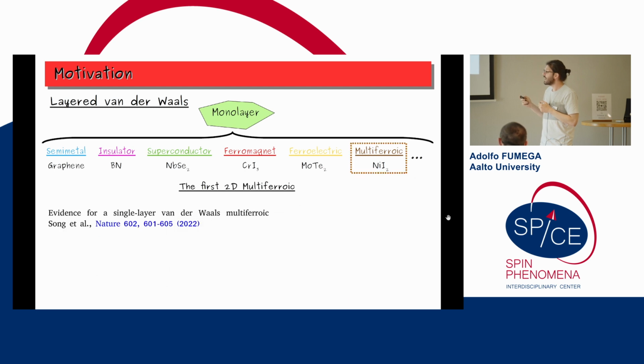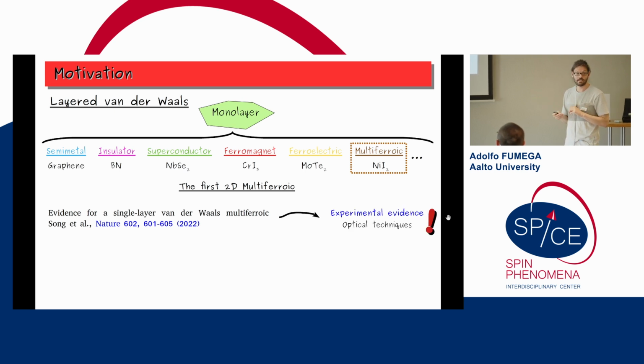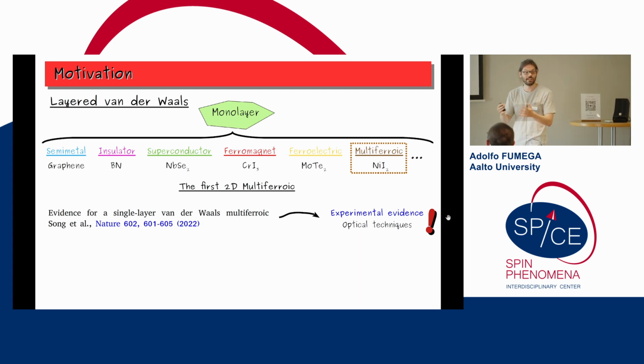So now we can think, OK, do we already have a van der Waals multiferroic? And the answer to this question is yes, we have this one, which is called nickel iron 2. A couple of years ago, it was shown that this material already in bulk displays a multiferroic order, a spin spiral multiferroic order. But it was possible to isolate it at the monolayer level. And using optical techniques, it was possible to find some evidence that the multiferroicity was still there at the monolayer level.